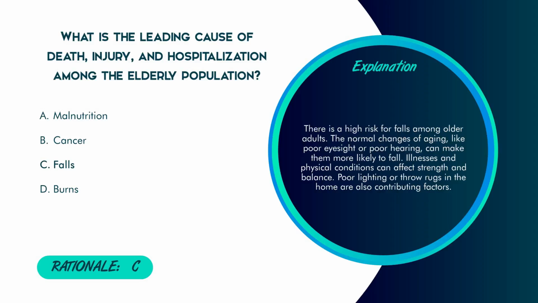But overall, there is a high risk of falls among older adults. The normal changes of aging are poor eyesight, poor hearing, and these can most likely lead to a fall. Illnesses and physical conditions can affect strength and balance. Poor lighting or throw rugs can also be contributing factors as well.